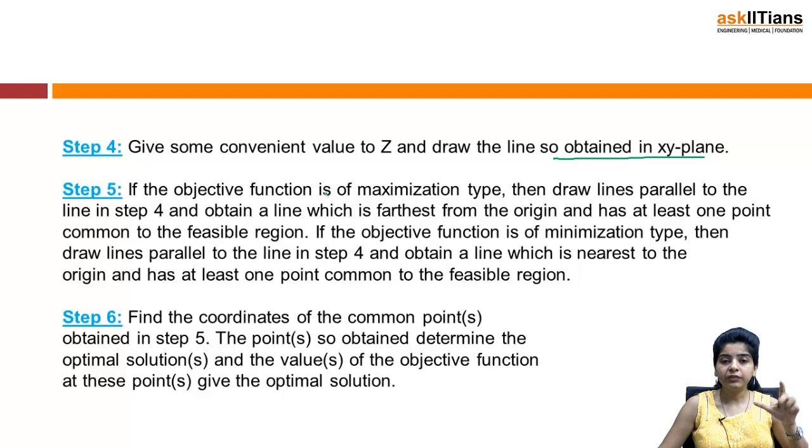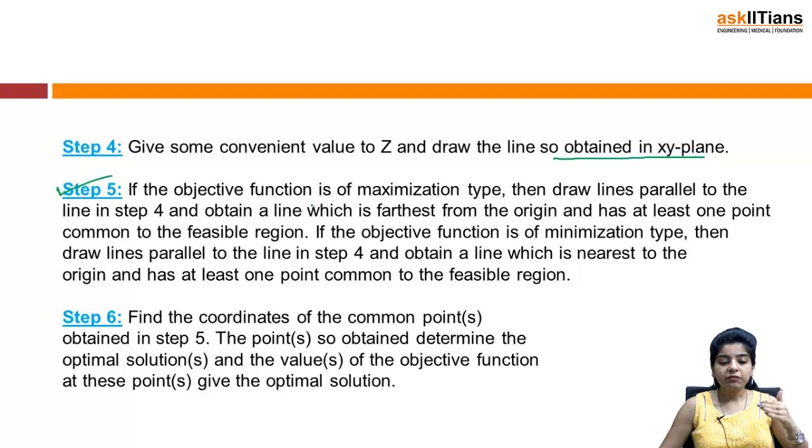Once you have obtained the feasible region and figured out the extreme points, the corner points of the feasible region, now just give a convenient value to z, that is the objective function, and draw the line so obtained in the xy plane.